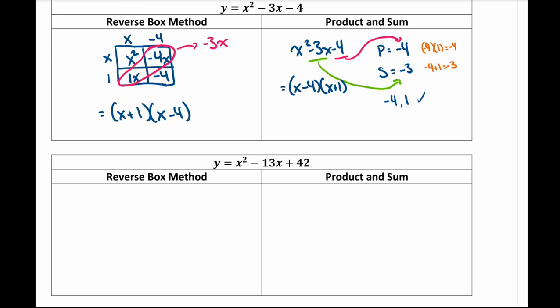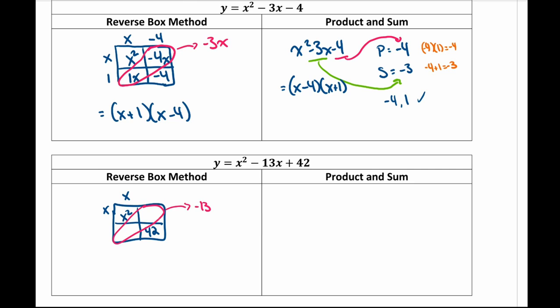Second example, exact same thing. Now, I'm going to start with the box method. I know x squared has to be first, so that's x times x. 42 is the other one. And I know that the two numbers that multiply to 42 also have to add to -13.